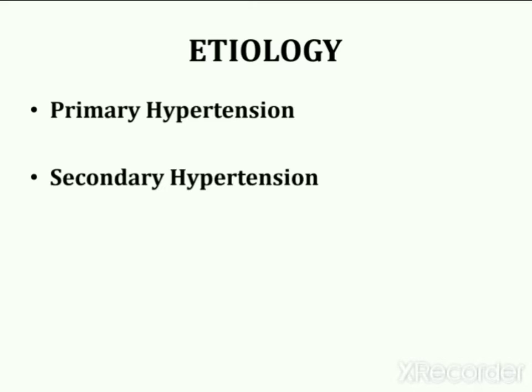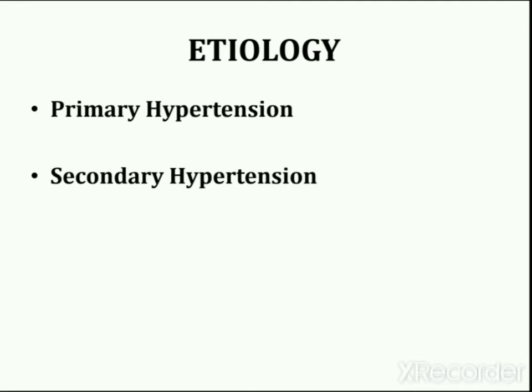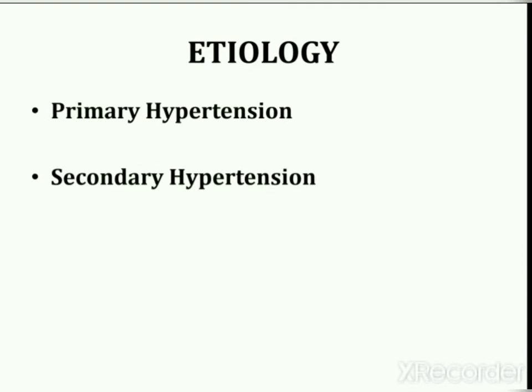Next is disease etiology. Etiology is the cause, set of causes, or manner of causation of a disease or condition. Hypertension is of two types: primary hypertension and secondary hypertension. Primary hypertension is the elevation in blood pressure without an identified cause. Secondary hypertension is the elevation in blood pressure with an exact cause.